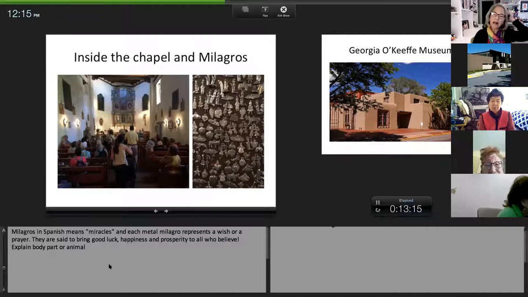They are called milagros, and milagros in Spanish means miracles. Each one of these represents a wish or a prayer. They're said to bring good luck, happiness, or prosperity to those who believe in them. So for instance, if you look closely, you can see animals and hearts, you can see body parts. Here's an arm. So suppose you broke your arm, let's hope that didn't happen, but you could then put that little charm up, say a prayer, and hope for better health.